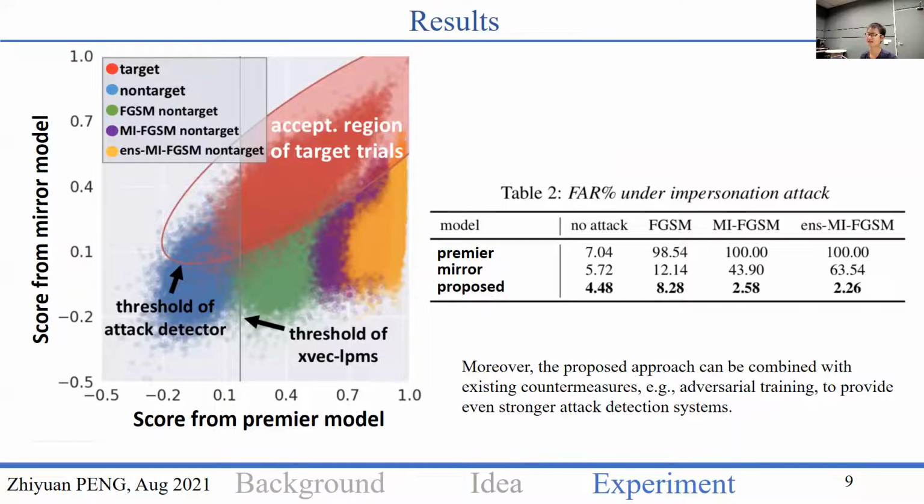Finally, the last question is when the countermeasure will fail. This approach fails when the score inconsistency vanishes under attack. For example, the attacker gives equal force to push the non-target trials towards the top right corner. This could be possible when the threat model, which is a model used to craft attack perturbations, does not come from any of the two models, the primary and the mirror. And in such a case, we find that combining adversarial training could be a good option.